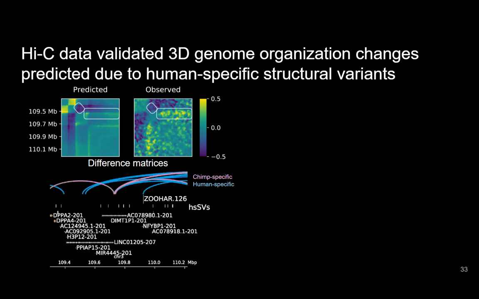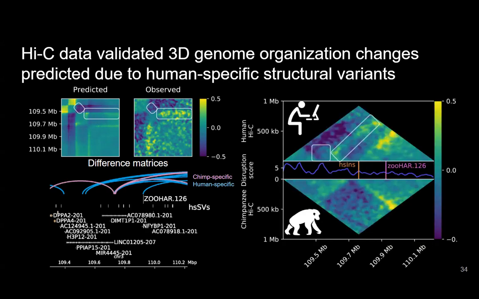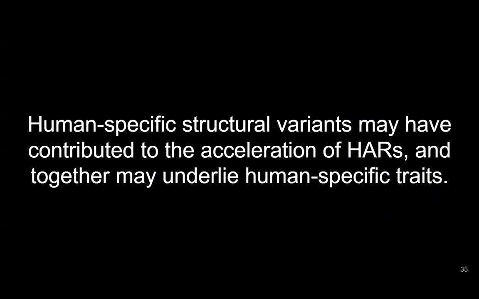And then we can also look at human and chimp specific loops. These are significantly interacting regions in 3D. Here, the pink is chimp and the blue is human. Again, when we look at the human-chimp data in this locus, it matches up with what was predicted. So again, we've got this TAD boundary here that's specific to human, and these contacts that are specific to human. These appear to be caused by this human-specific insertion right here, which is very close to ZHAR 126. And so the idea based on this is that human-specific structural variants may have contributed to the acceleration of HARs and together may underlie human-specific traits.